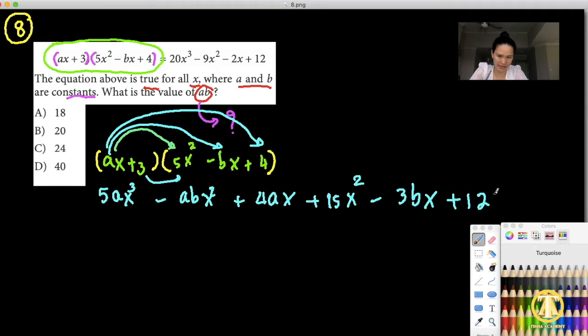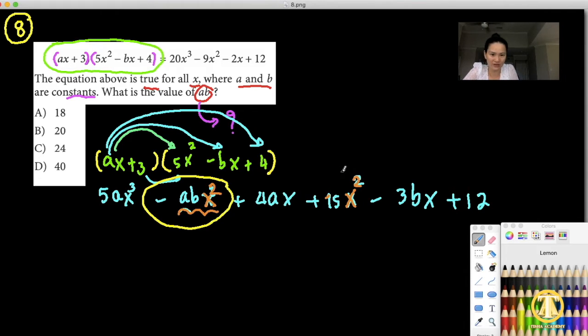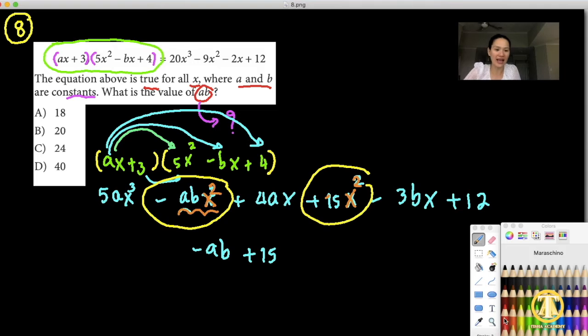Can you see something from here? They want you to find ab. Where is ab here? ab is here. Let's use a different color. ab is in that term, this term with x squared, like a constant number with x squared. And we still have another x squared here, that's 15. What we're going to do, we're going to combine these two values. Now I have negative abx squared plus 15x squared. So from here I have negative ab plus 15, and all of them times x squared.